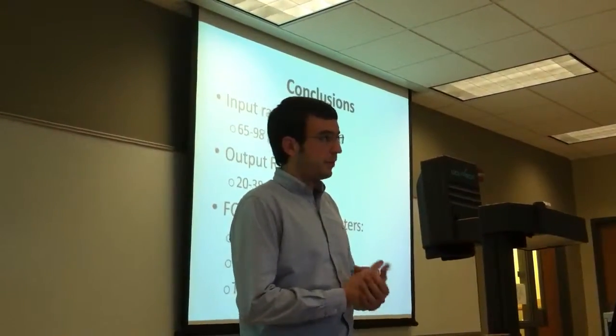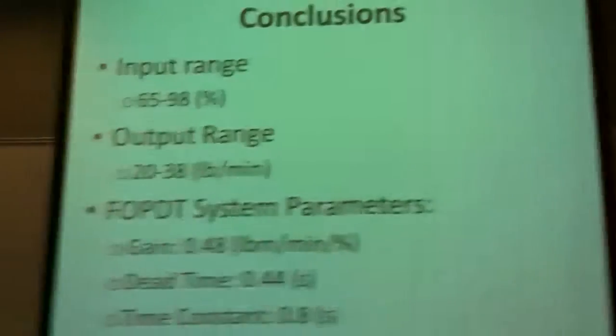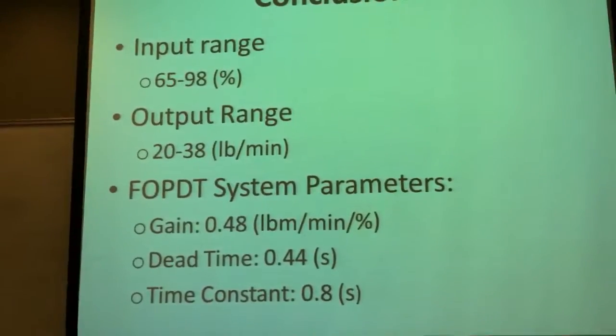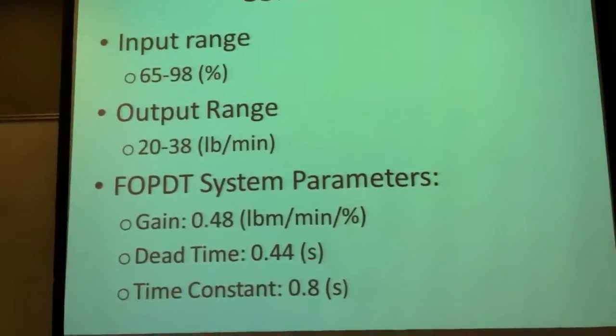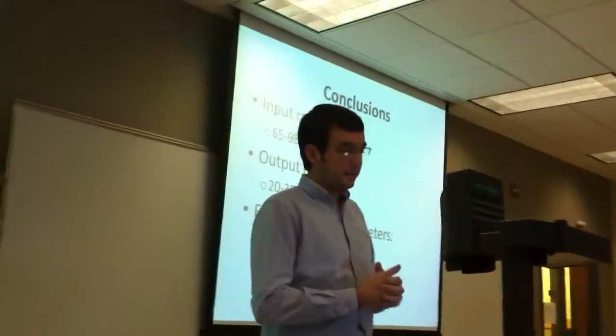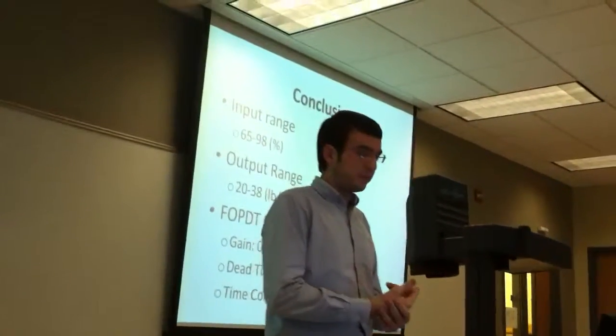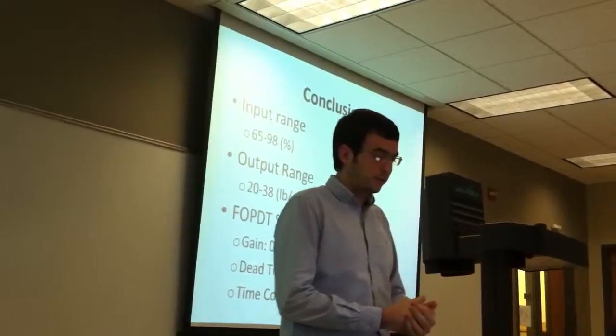The conclusions: the input range was from 65 to 98%. The output range was between 20 and 38 pounds per minute. And the FOPDT system parameters that we found: the gain was 0.48 pounds per minute per percent, the dead time was 0.44 seconds, and the time constant was 0.8 seconds.